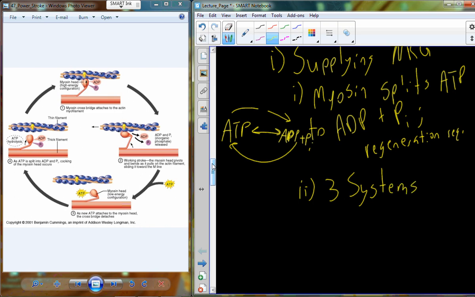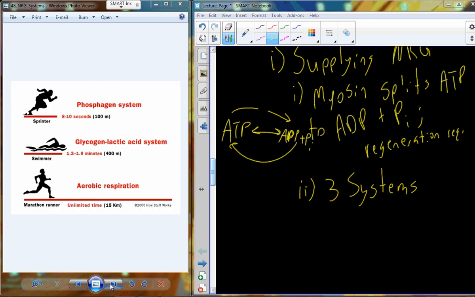We rely on three different systems to supply our energy, or to regenerate our ATP. They're typically referred to as energy systems, and you're probably familiar with at least two of them, if not all three of them. In fact, I would bet you probably are familiar with components of all three.